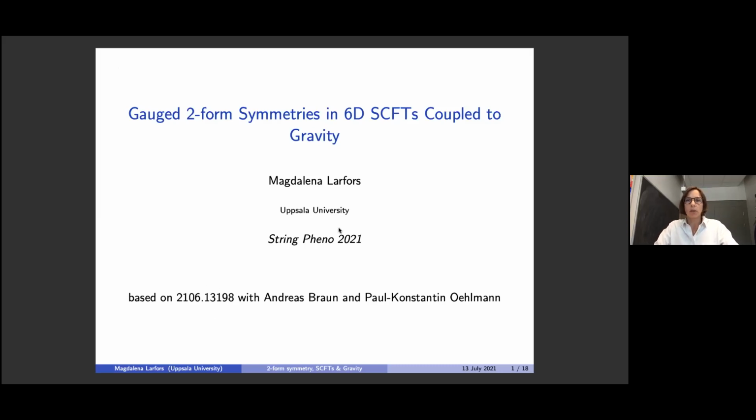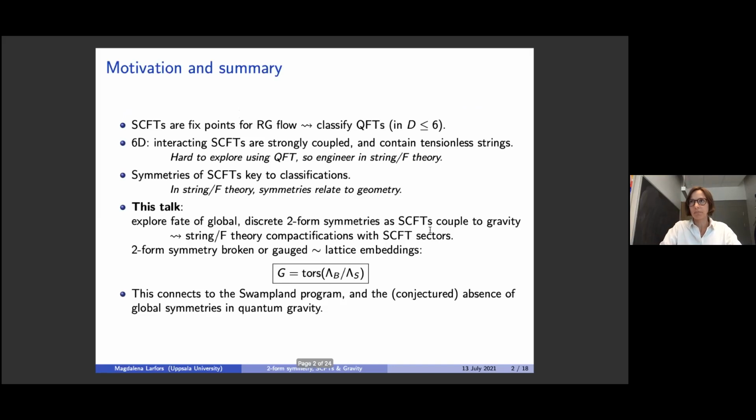So what I will talk about are, as Fabian just said, gauge two-form symmetries in 6-dimensional SCFTs coupled to gravity. That's quite a lot of concepts in that title. So let me start with a motivation and a summary of this talk.